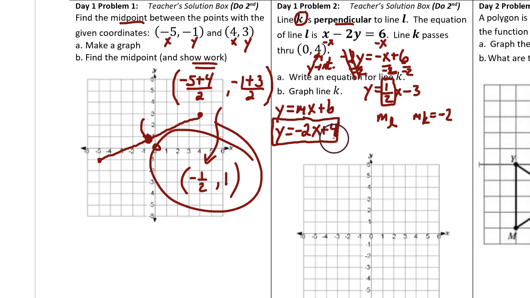From this equation, we can graph line K. The y-intercept is 4, so you put a dot on the y-axis at 4. That gets you started. And the slope is -2. From that dot, down 2 units, right 1 unit. Here is line K.